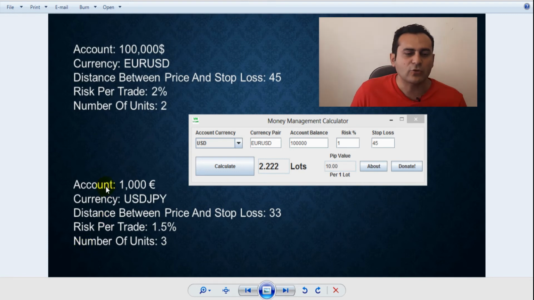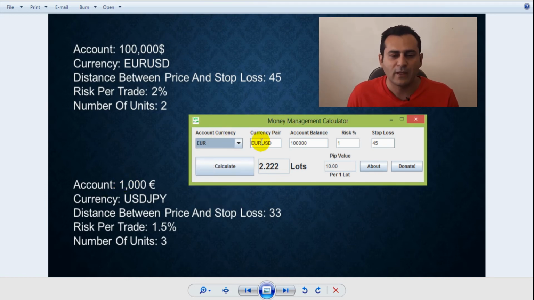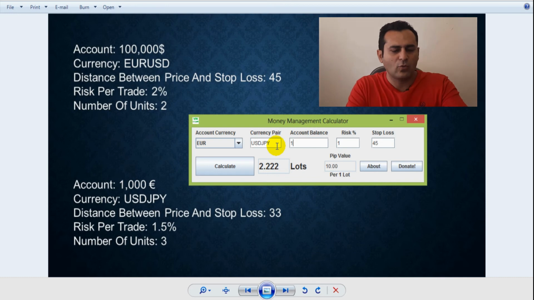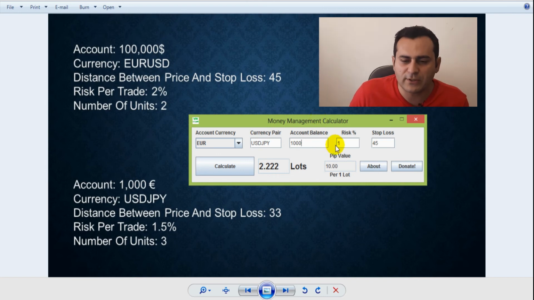Okay. So the account is in euro, so we should check euro here. He wants to trade USD JPY. It doesn't matter what he wants to trade. You can trade GBP CHF, any currency. But in this example, it's USD JPY. His account is 1,000 euro. Okay? His account is 1,000 euro.